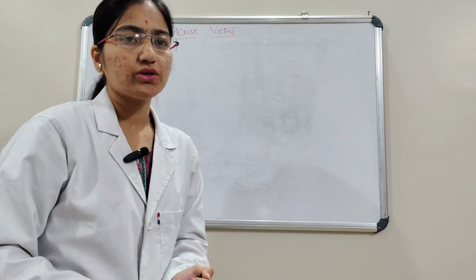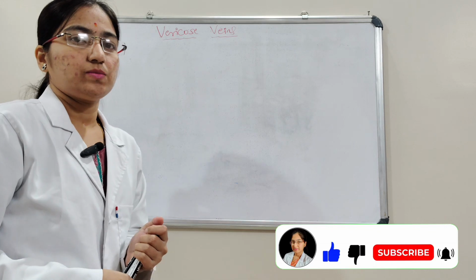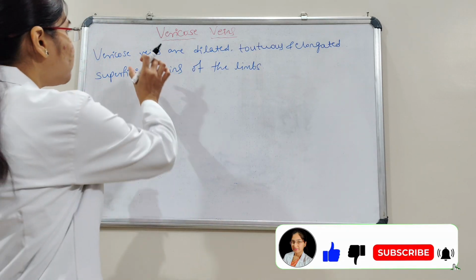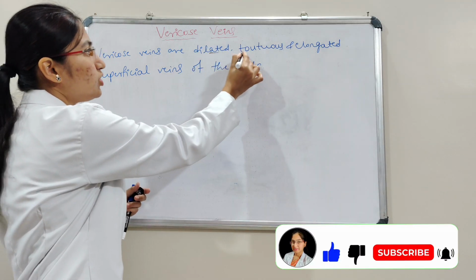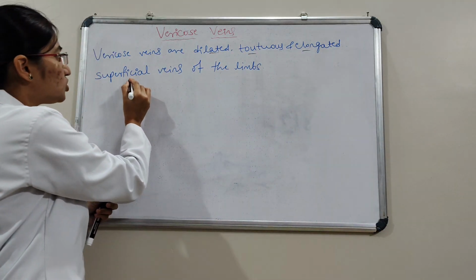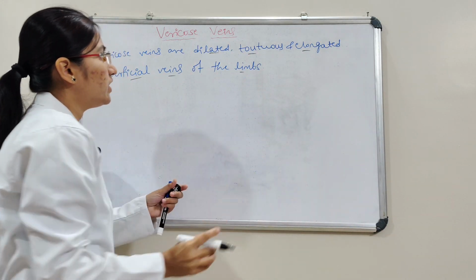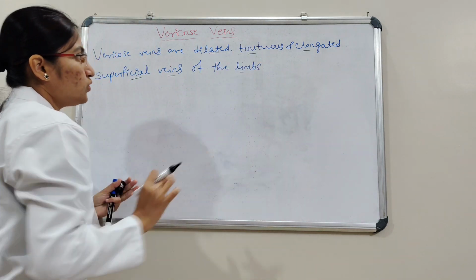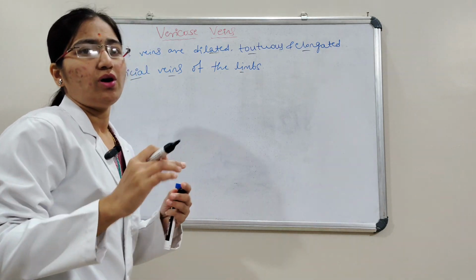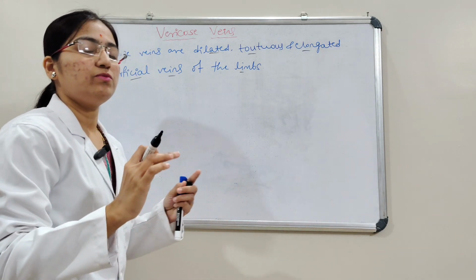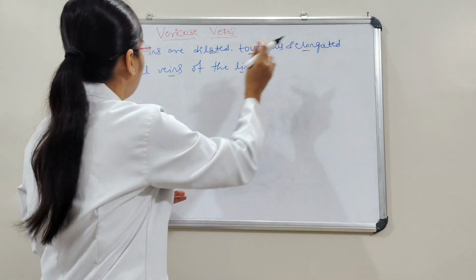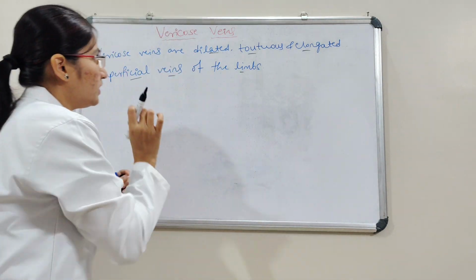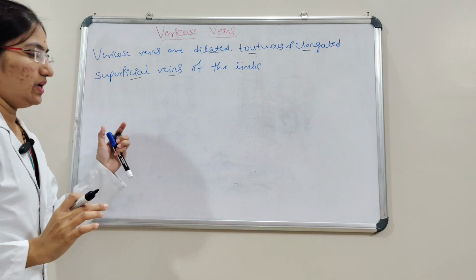In this class, we are going to discuss varicose veins. We'll see the definition of varicose veins. Varicose veins are dilated, tortuous, elongated, superficial veins of the limbs. Here it is dilated, swollen or enlarged, and then tortuous. Tortuous is nothing but full of twists and turns. Veins are full of twists and turns. And then elongated, superficially the veins are very prominent. This is called varicose veins.